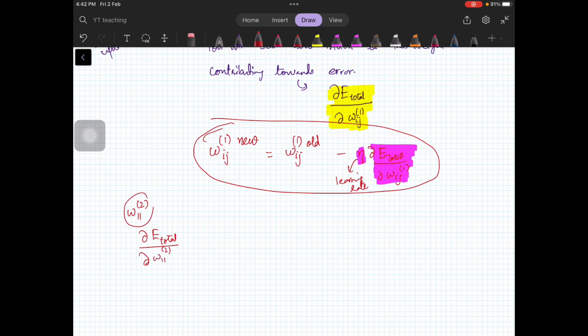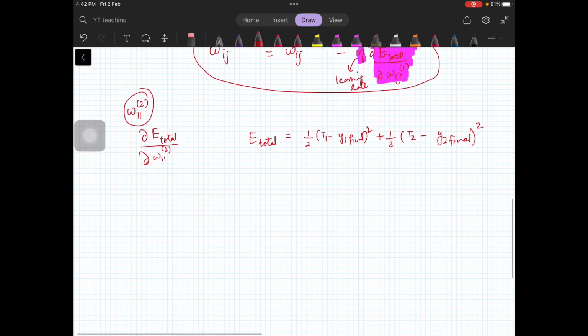This is the first weight in the second layer, right? Now you see what is my E total. I already told you this is half of (T1 minus Y1 final) square plus half of... there are so many calculations, so I'm just telling you in advance. We are going to do so many calculations, but this is only one time, and after that we'll see that we have a very handy tool which can help us in all these calculations, right?